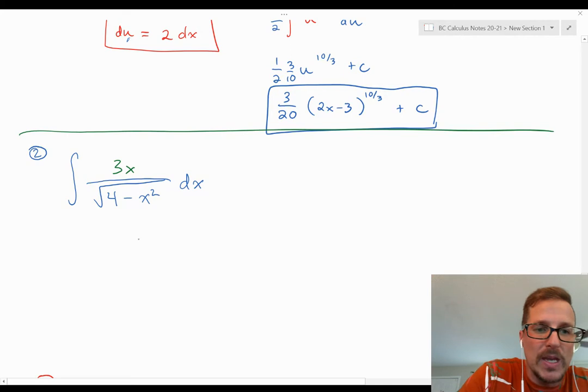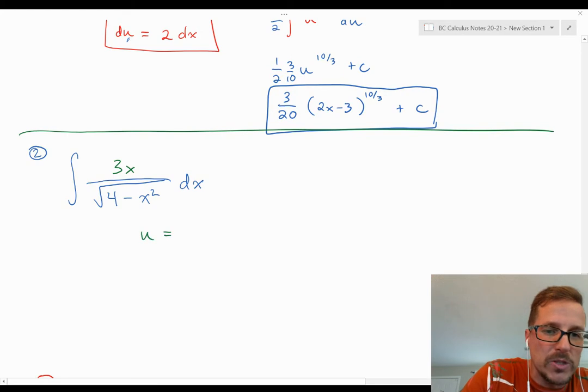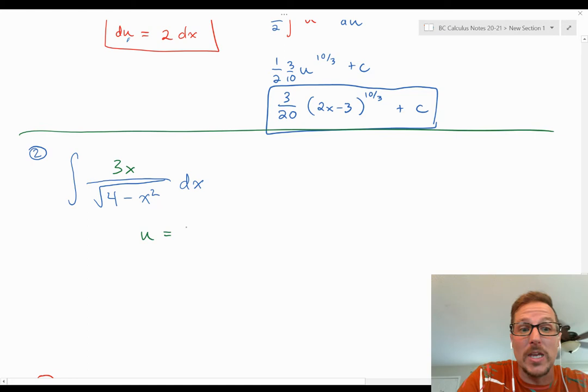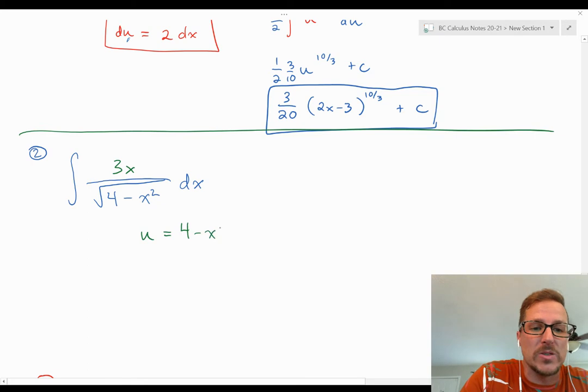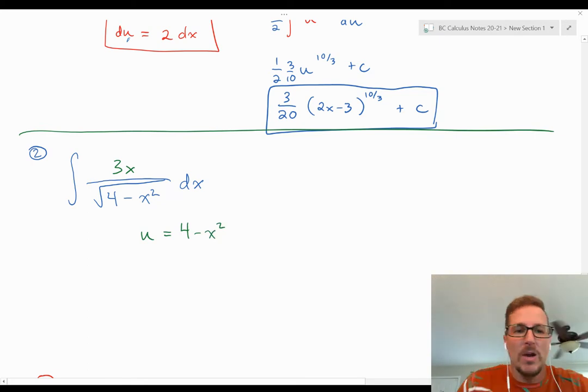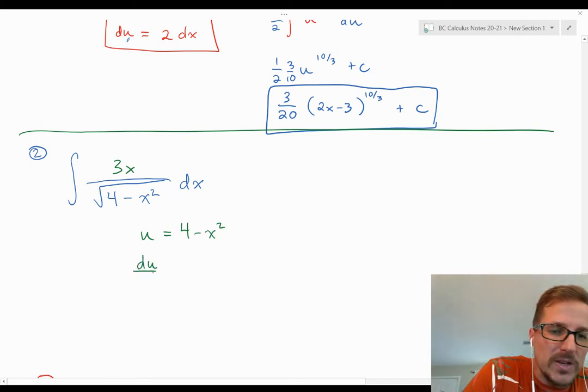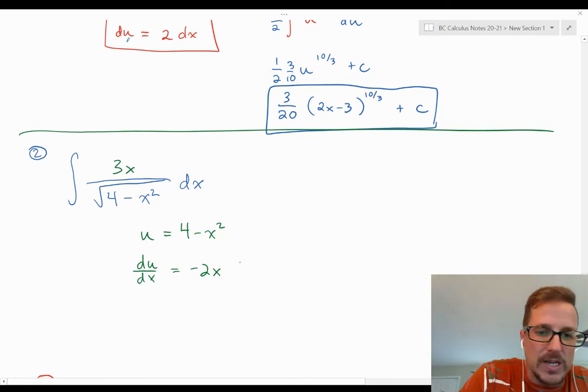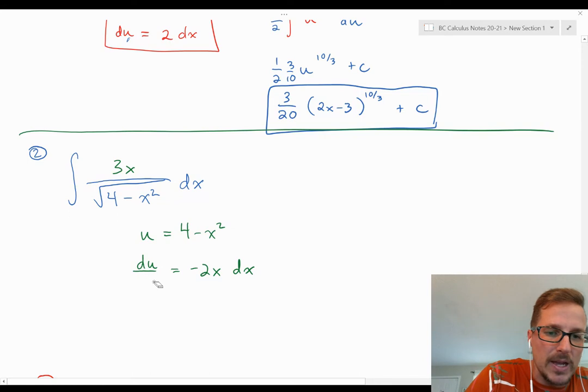How about if we make u equal to that thing that's inside the square root? What if we say u is 4 minus x squared? Let's see what happens if I do that. Well, if I do that, I can say that the derivative of u with respect to x is negative 2x. Thus, du is negative 2x multiplied by dx.